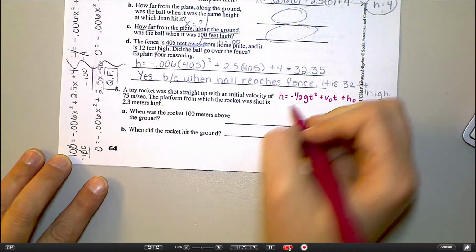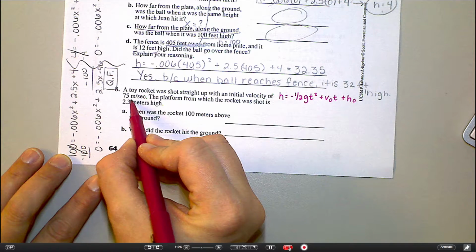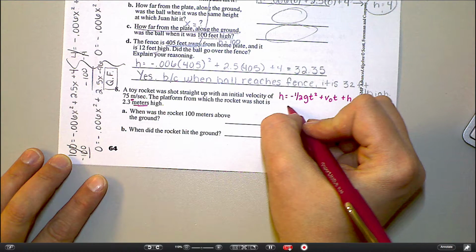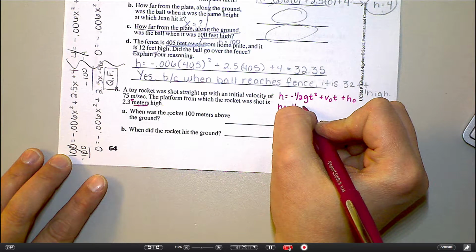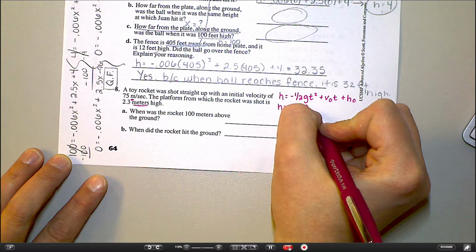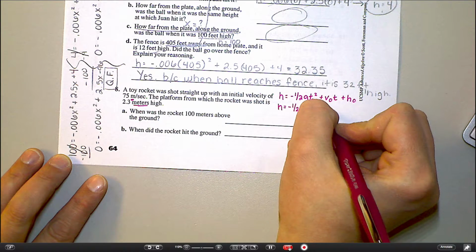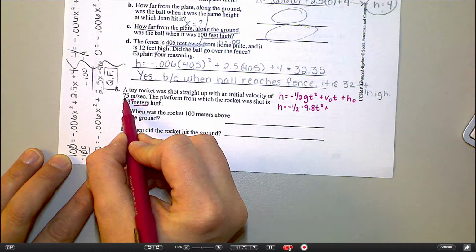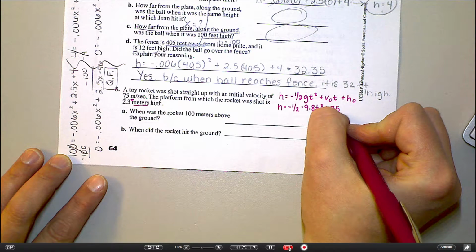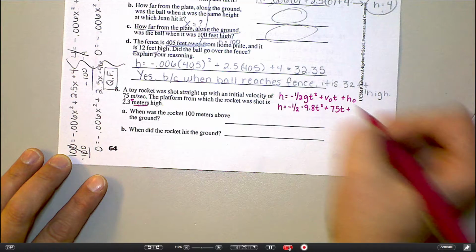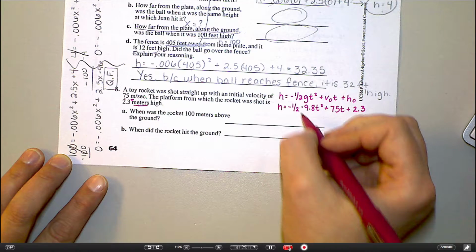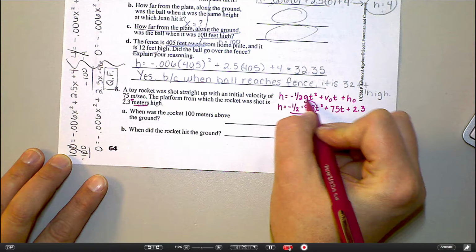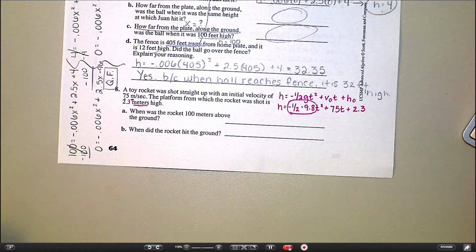I am measuring in meters here. I have meters and meters, so that means my g value is going to be 9.8. So -1/2 times 9.8 t squared plus an initial velocity of 75 plus an initial height of 2.3. And then I would probably take that equation and, when we write it out in a second, I'm going to make that a -4.9, just so you don't get confused about where the -4.9 comes from.